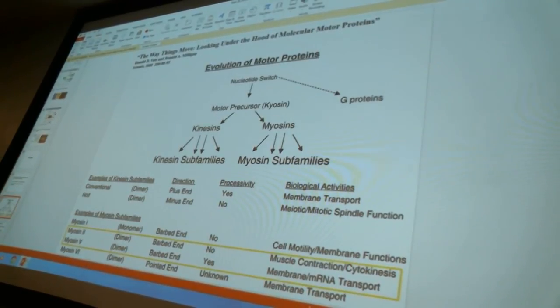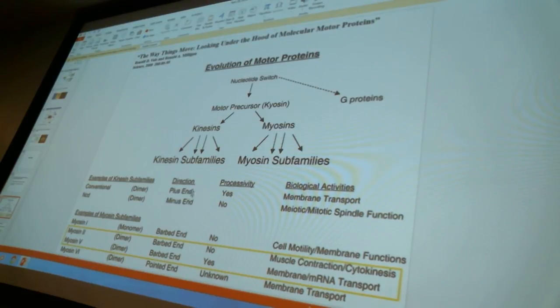Here's a slide that shows a large family tree of kinesins and myosins and how they are distantly related to the G protein. So these are ATP binding enzymes, and these are GTP binding enzymes. But basically, they are coming from the same evolutionary ancestor.